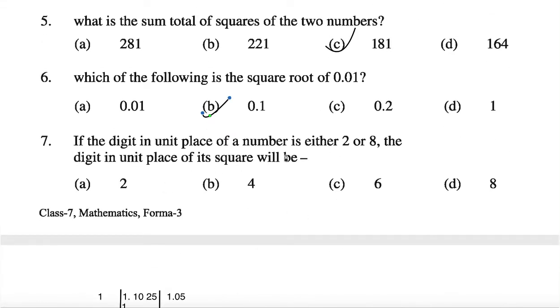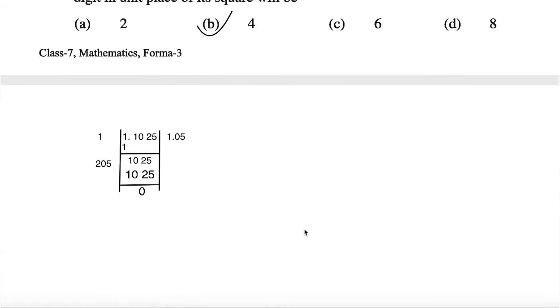If the digit in the unit place of a number is either 2 or 8, the digit in the unit place of its square will be 4, right? It has to be 4.